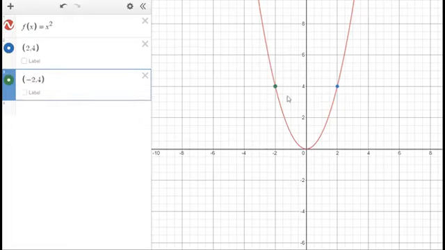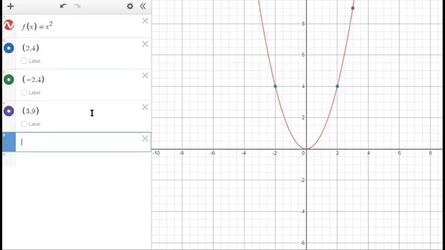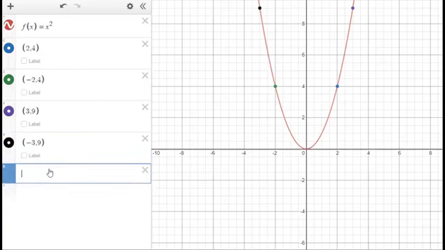Okay, so we're going to start with those 2 points, and then we're going to move on to 2 more points, which would be 3, 9, and -3, 9, because those points also show up. And I should probably label 0, 0 as well. There we go. That's the origin.